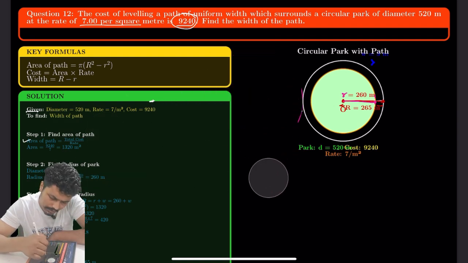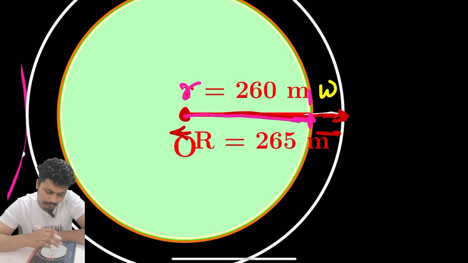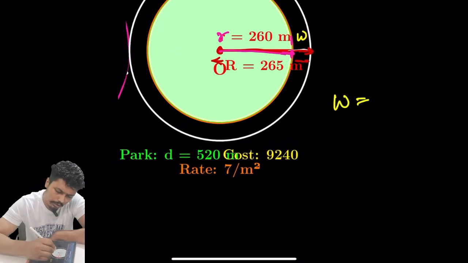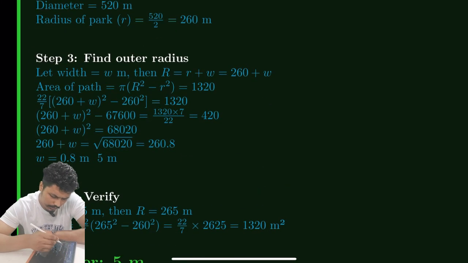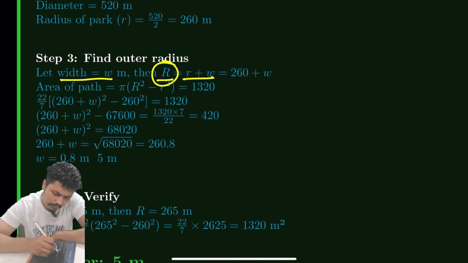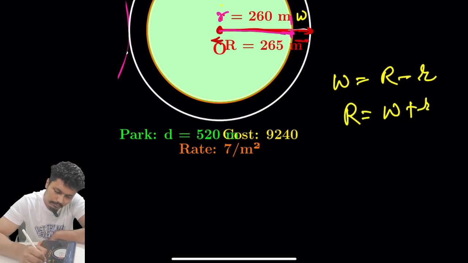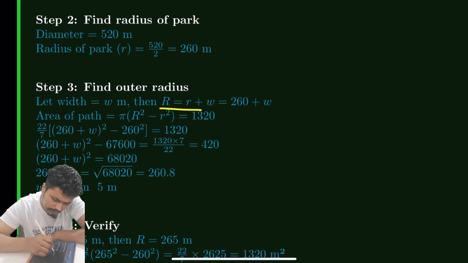Now let me just make you understand. And the width between these two, let's say this is W. Width is W. Okay, so find the outer radius. What will be width? W will be equal to capital R minus small r. Finish. Capital R minus small r is W. Simple. Small r plus W will be equal to whole this one. So capital R is equal to W plus r. So R is already calculated, 260, plus W.